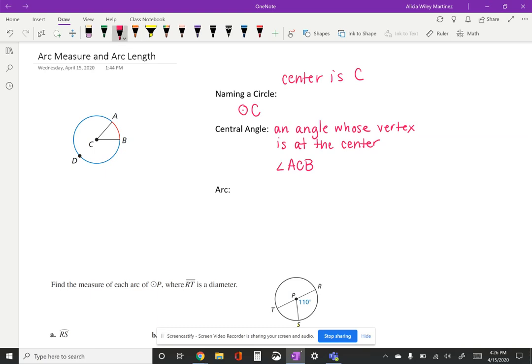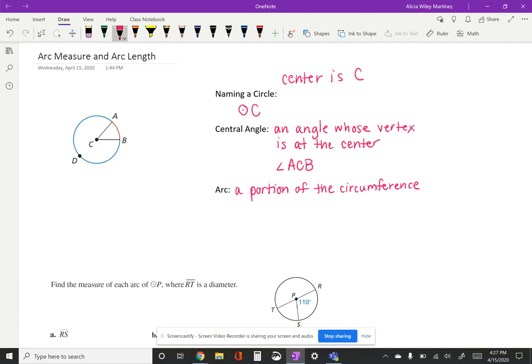The other thing that we're going to be talking about today, most of what this lesson is about, is arcs. By definition, an arc is a portion of the circumference. Now the portion of the circumference is going to have a relationship to angle measurement. So before I get into the different types of arcs that we have, let's talk a little bit more about the specifics of a circle.